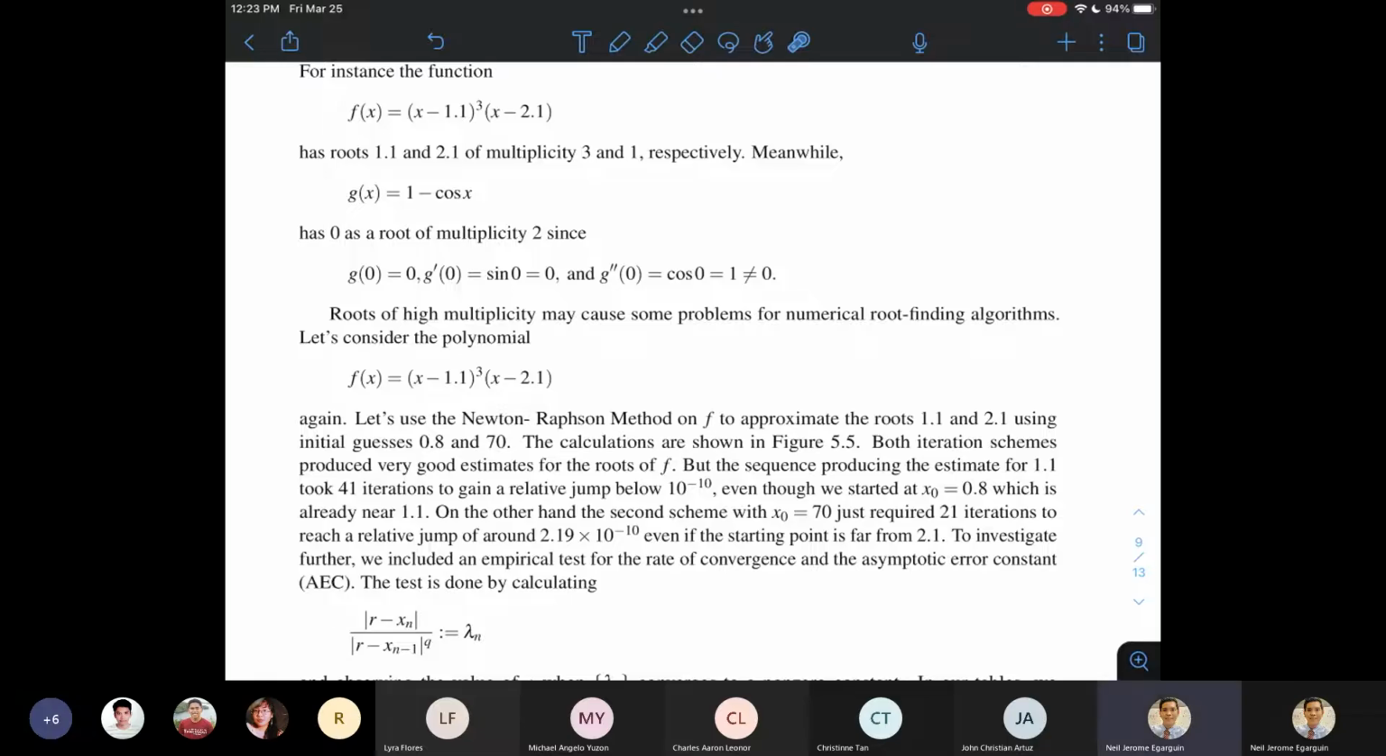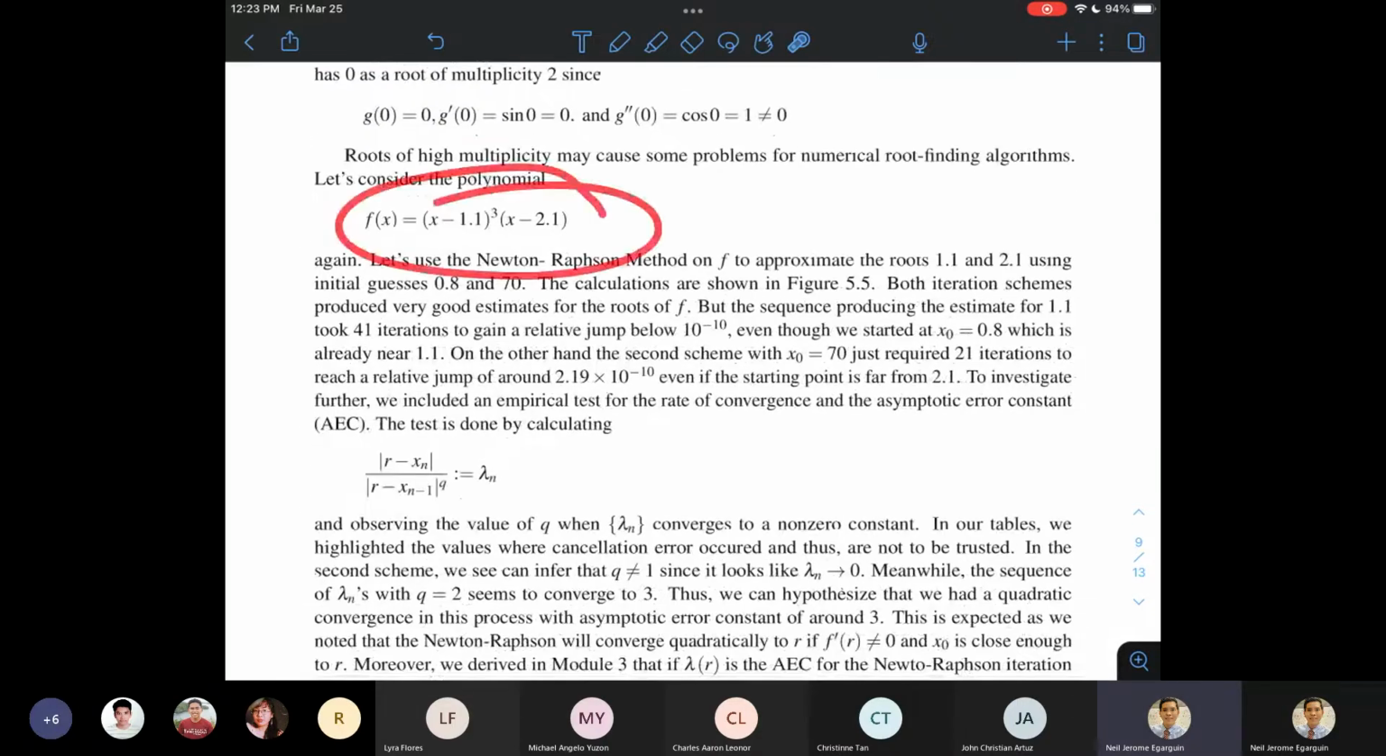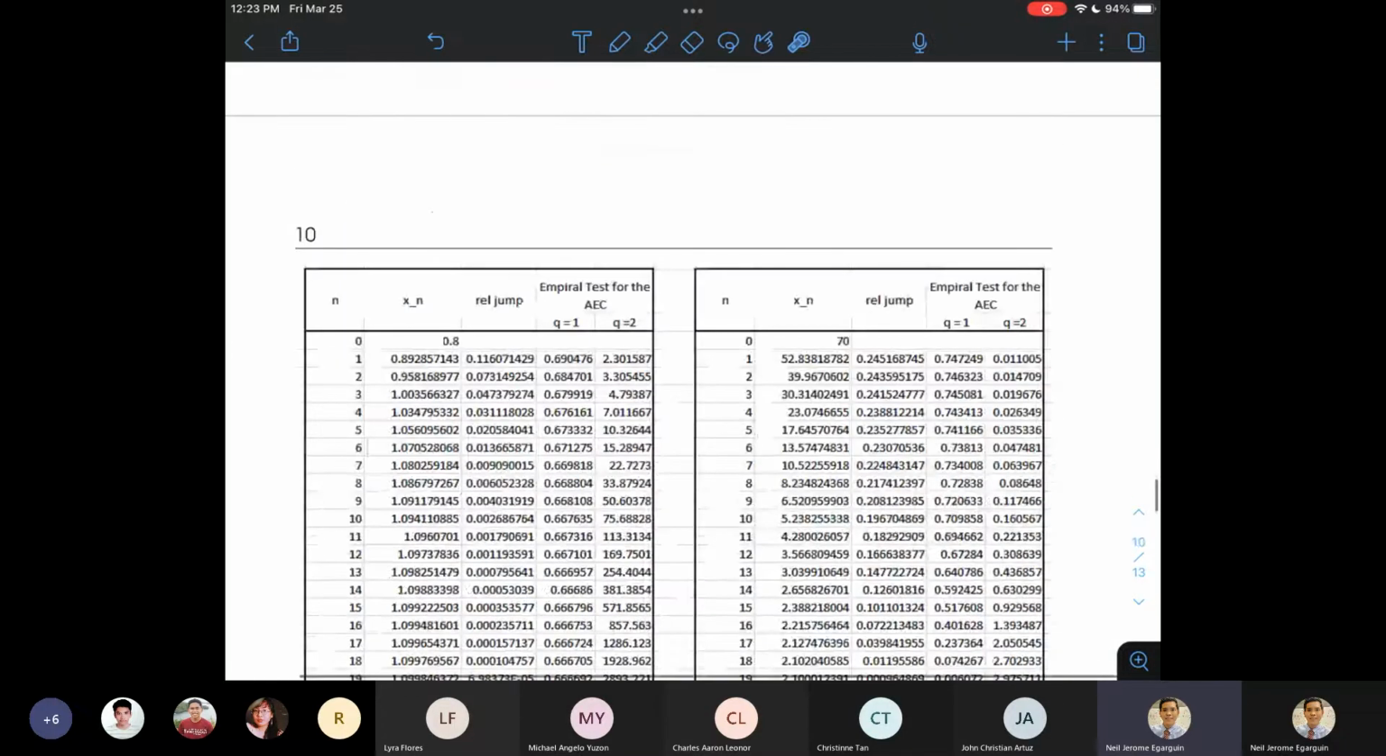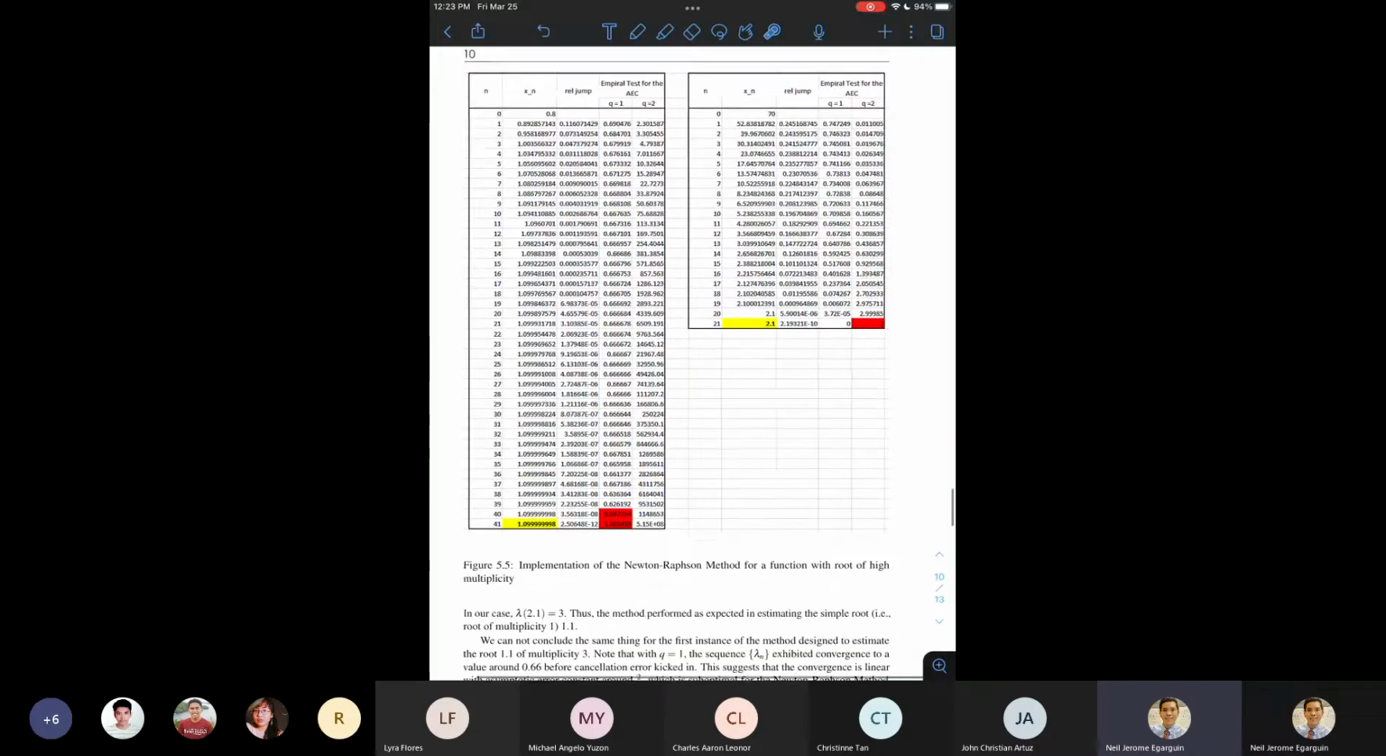Alright. So, tingnan natin yung isang specific example. Balikan natin si polynomial f. Si polynomial f ay yan. So, alam natin si 1.1 at saka si 2.1 ay of multiplicity 3 and 1 respectively. So, let's try to apply the Newton-Raphson method. Okay. Tapos, ginawa ko siya sa spreadsheet. Tingnan natin yung result.